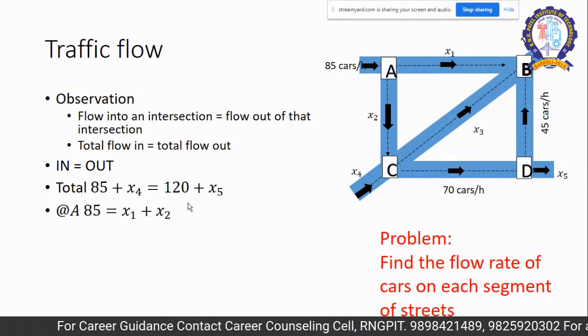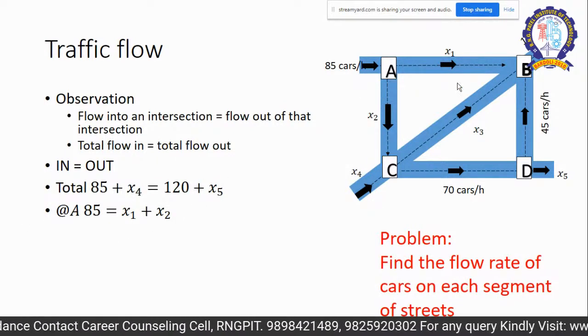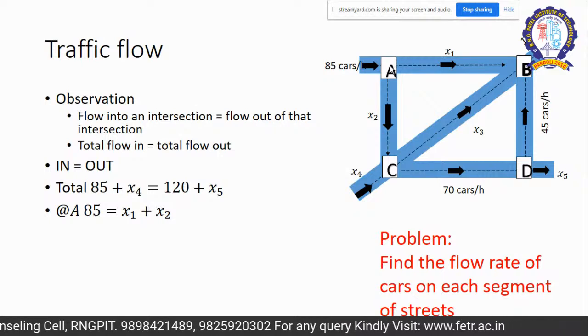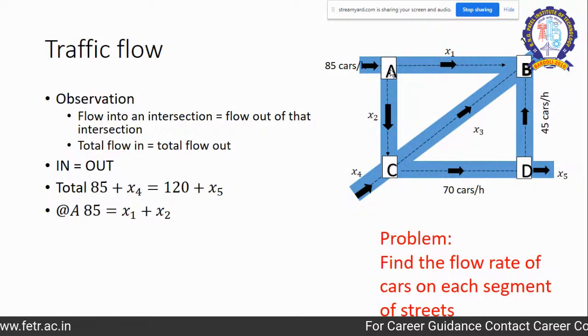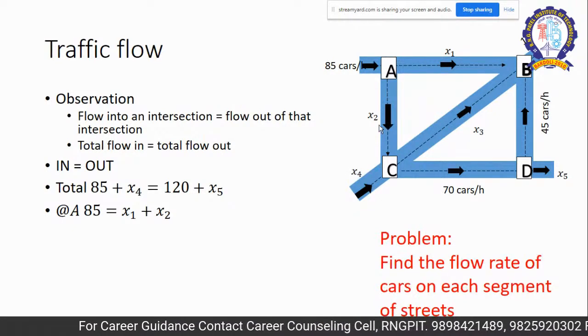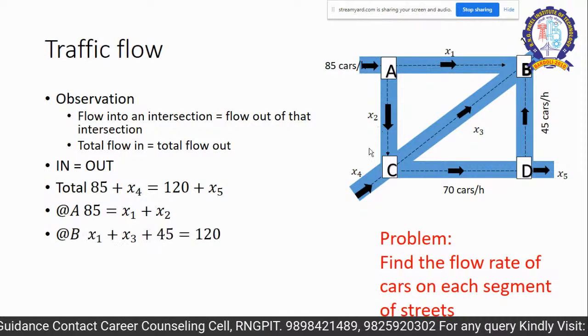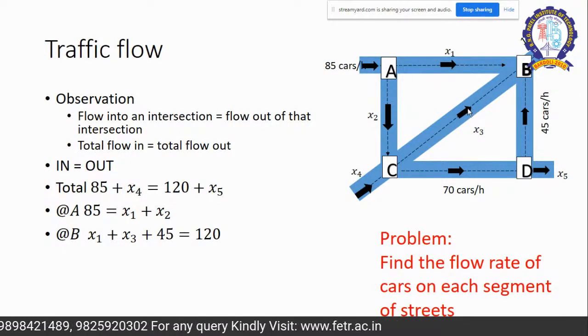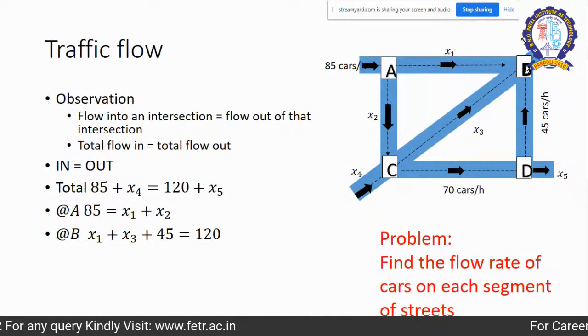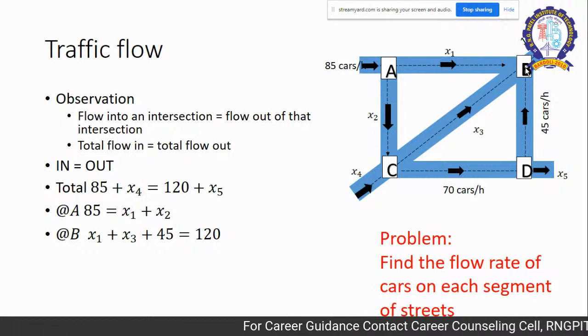Now, other information that gives the junction points. At point A, 85 cars enter, and X1 and X2 are cars that leave from that point. At point B, X1 cars enter the system, X3 enter into B, 45 cars reach B, and 120 cars leave from B.